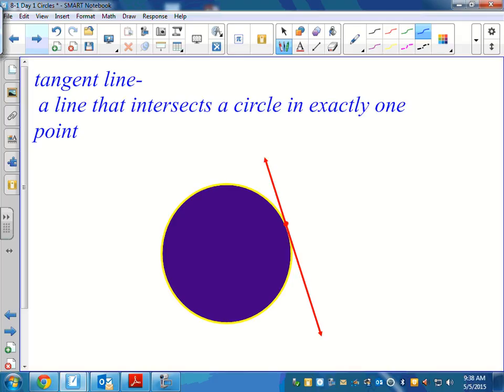What about a tangent line? If you take calculus next year, we're going to talk a lot about tangent lines, but the definition you learned back in geometry is a line that touches a circle in exactly one point. So this is tangent to the circle because it only touches it right there. If a line touches a circle in 2 points, that's called a secant line.